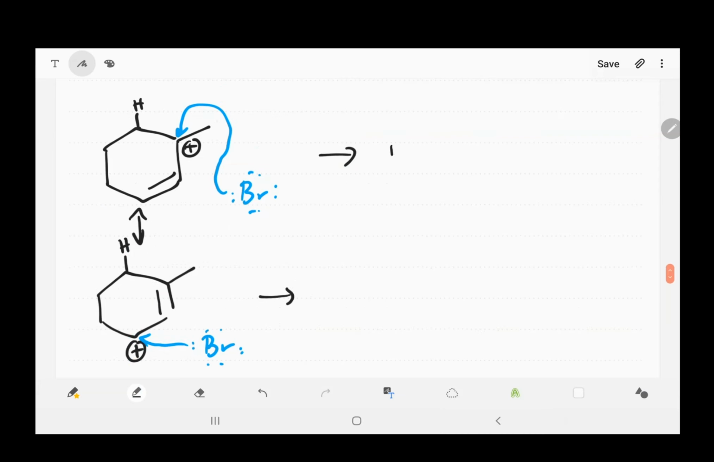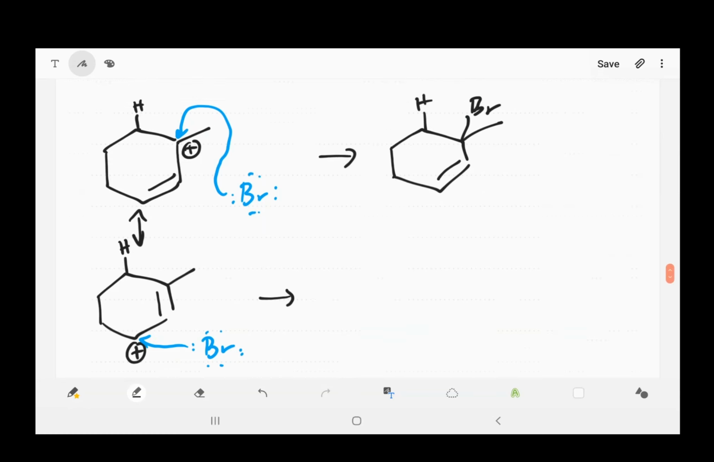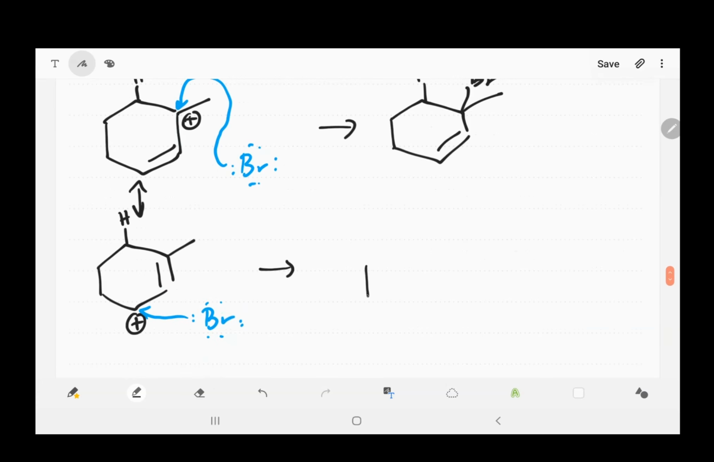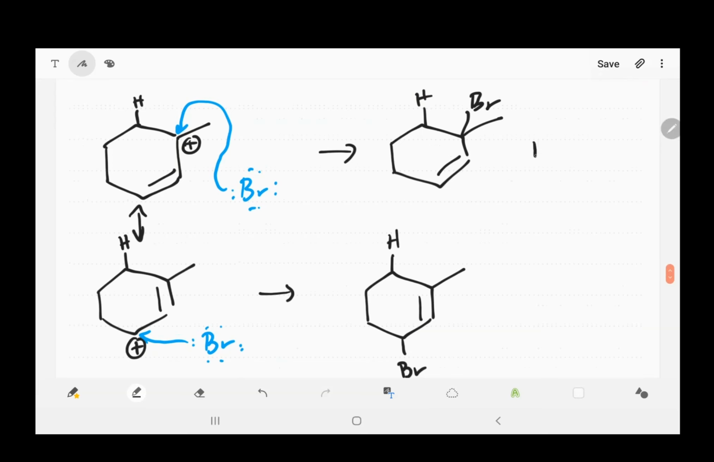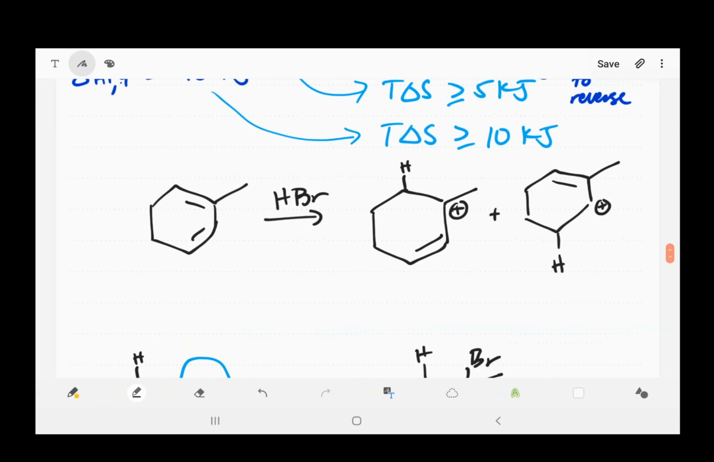Giving us our 1,2 and 1,4 products, right? Did I draw that right? Yes, okay. And here's our 1,4 product. Just putting on where our carbocations happen to be. Okay. Let's just number these product 1 and product 2. And let's go ahead and look at the other place of attacking.